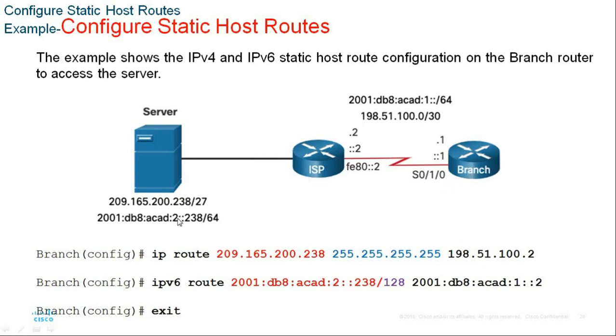Now, how to configure the host IPv6 static route. I am at the branch and I want to reach this server's IPv6 address. So: ipv6 route 2001:DB8:ACAD:2::238. Before, we would give /64, but we cannot give /64 in host routes. You have to give /128, remember, followed by the next-hop address 2001:DB8:ACAD:1::2. That's all.